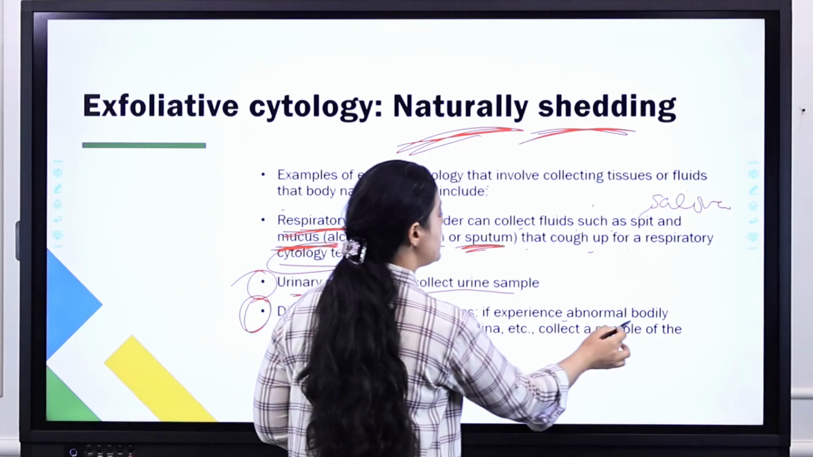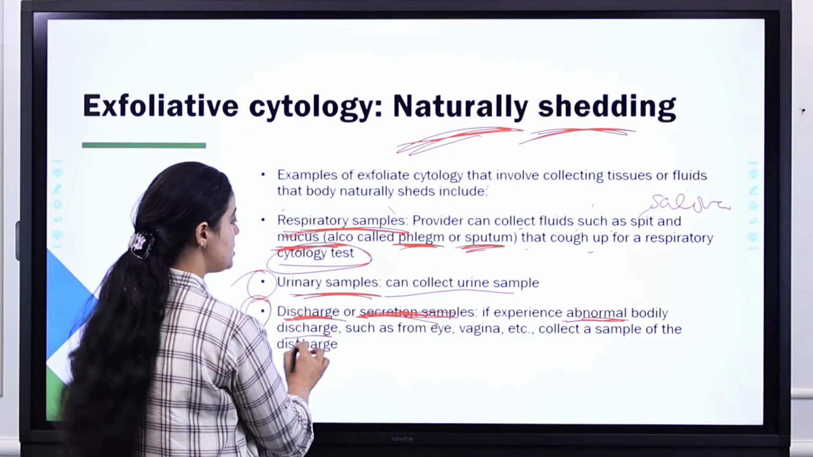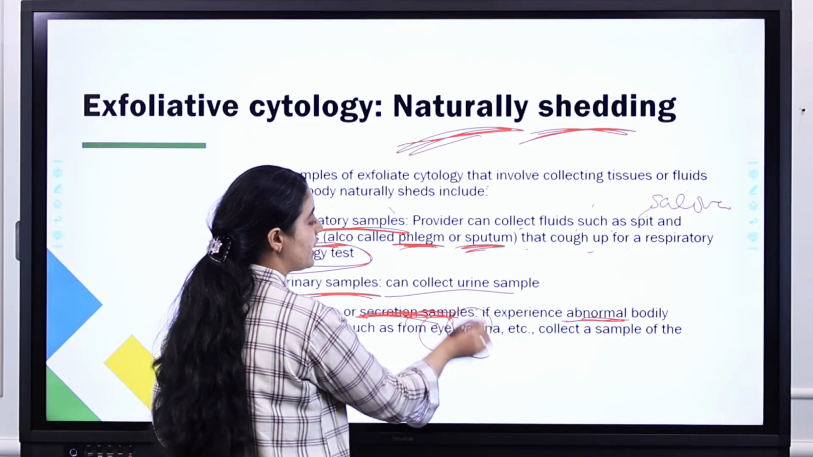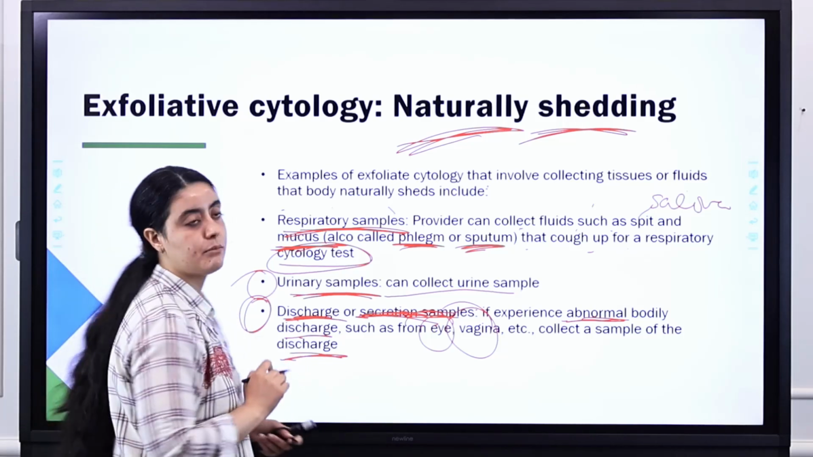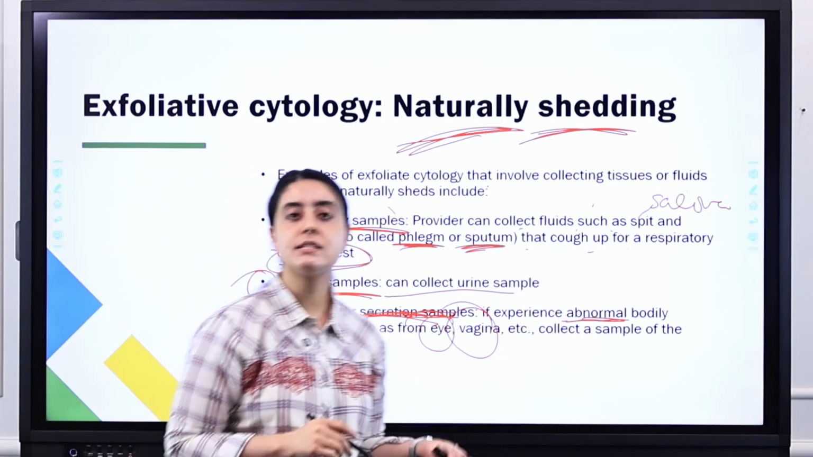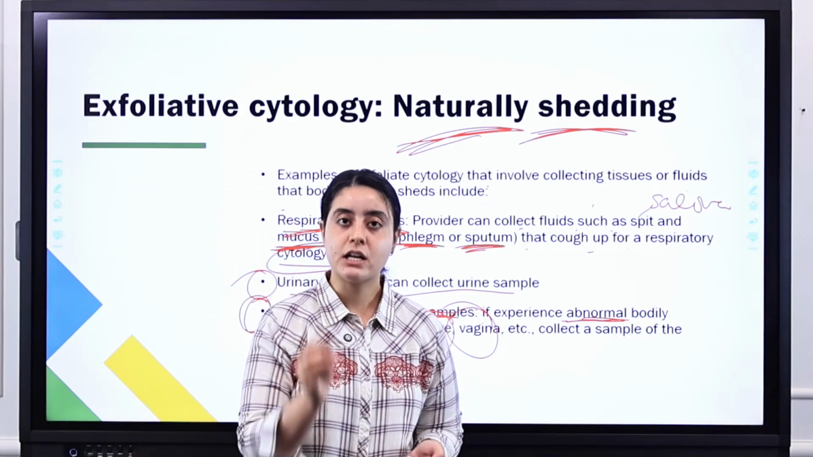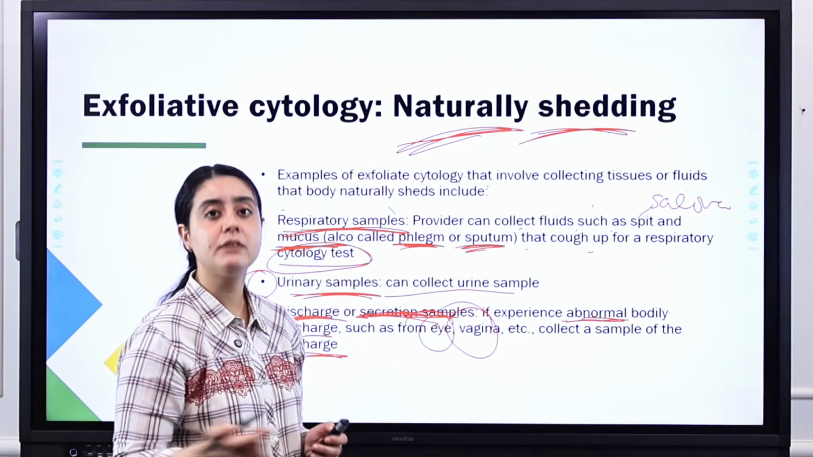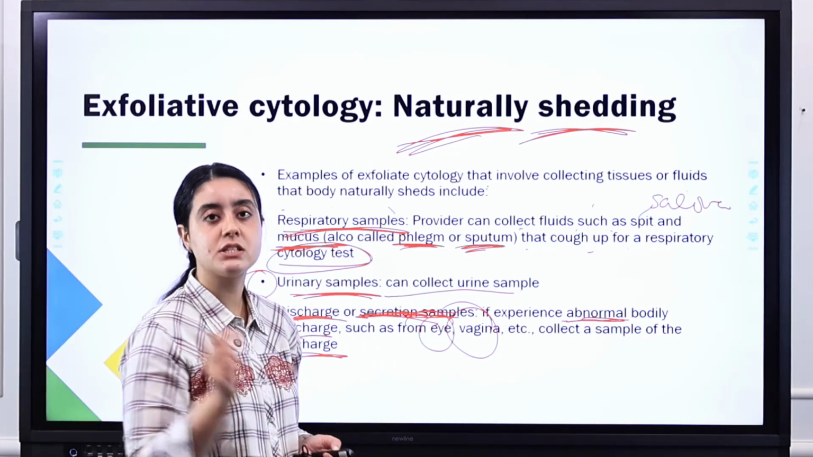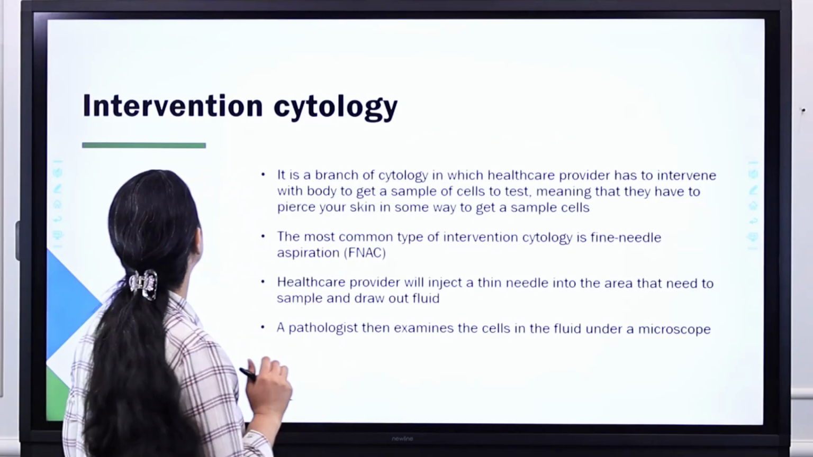So if a person experiences abnormal bodily discharge, such as from the eyes or vagina, we have to collect a sample of that discharge. Again, this is the category which the body naturally discharges, and we do not have to collect it manually. The patient can give this discharge by themselves also.